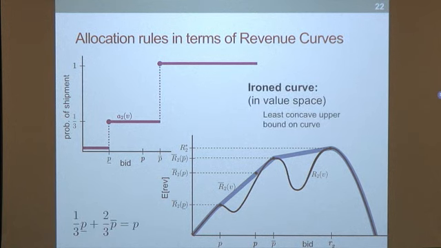And so this is what we call the ironed curve in value space, which is the least concave upper bound on the curve, because we can take any convex combination of points and thus achieve the revenue here by just implementing the allocation rule that says, do this with this probability and this with this. Does that make sense? That's cool. So now we know that we can get more revenue than just on the revenue curve.